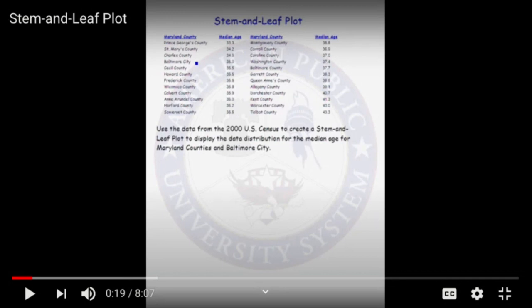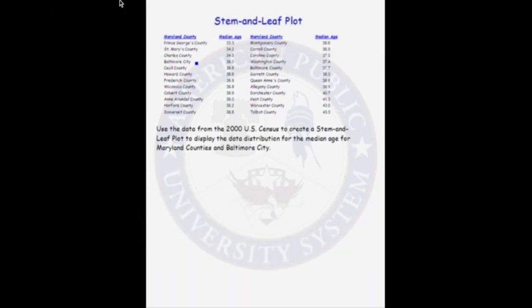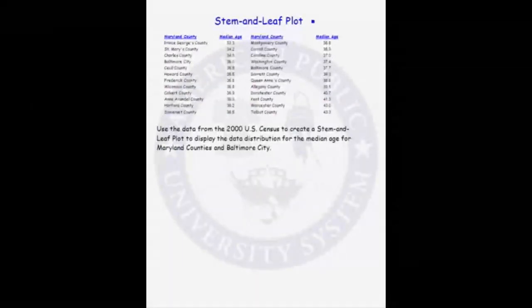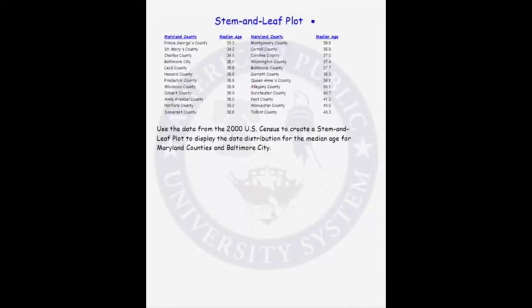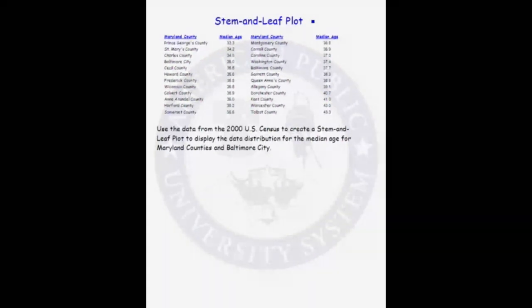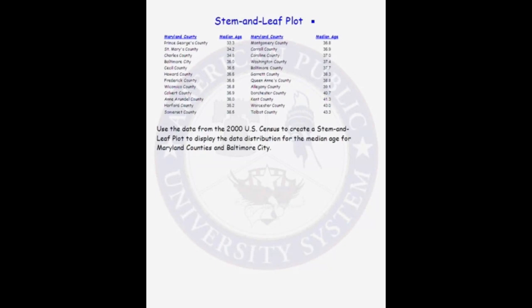and they're going to create a stem and leaf plot to display the data distribution for the median age for Maryland counties and Baltimore City. The first thing we need to do when we're given any data set is to look at the data graphically. One of the tools that we can use to look at a data set graphically is the stem and leaf plot. Let's construct the stem and leaf plot for this data set. Once we have the plot, we will use that graphical representation to describe the data distribution shape, its center, its spread, and whether there are any outliers in the data set.